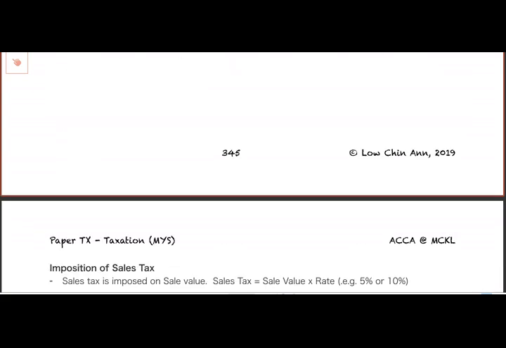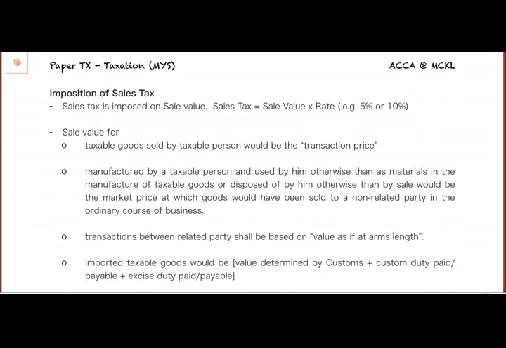Now, how do you impose sales tax? We only have two cases: manufacturer and importer. Remember, manufacturer, importer. For manufacturer, we impose sales tax by taking the sales value times the rate. The rate will usually be 5 or 10%.